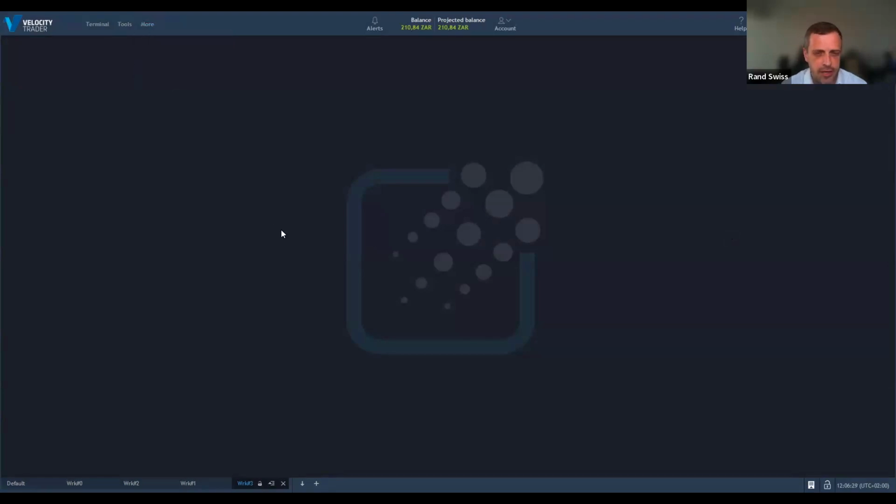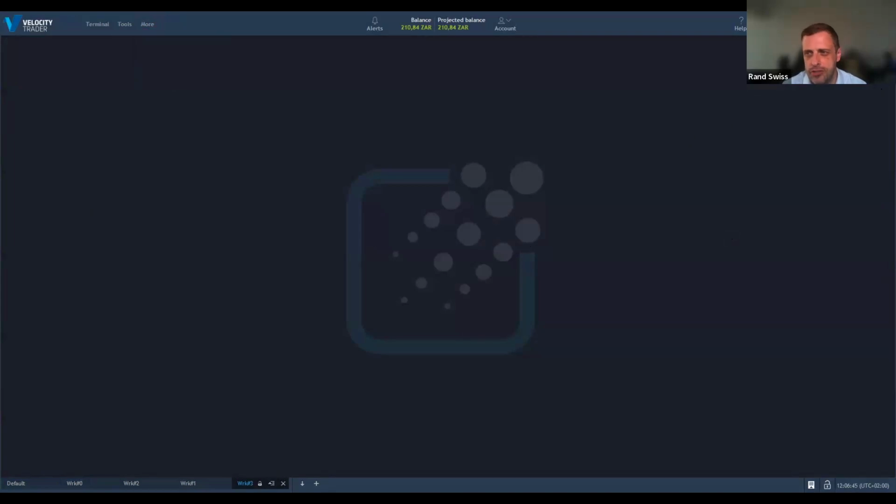Okay, so this is the platform. At the moment, you can see it is blank. I've got a couple of workspaces here, but I just created a blank workspace just so I can show you exactly how to set up from scratch.